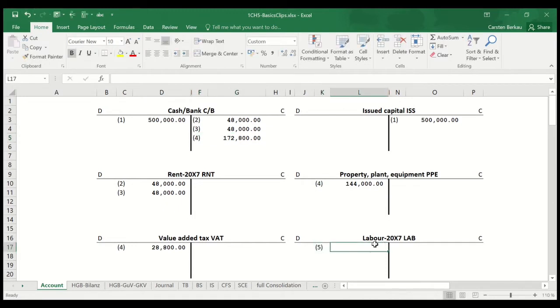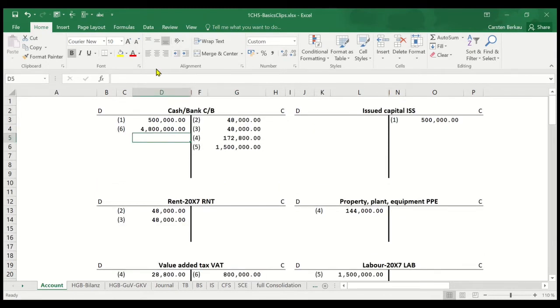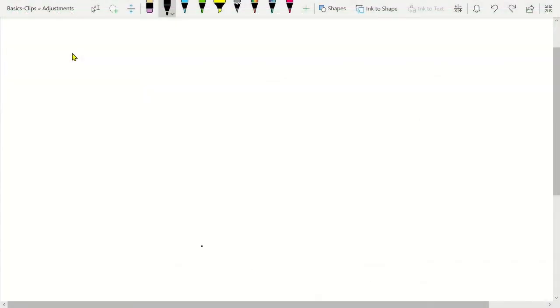We record labor for 1,500,000 euros. Revenue is 4 million euros and is relevant to value tax. Next, we record the adjustments.